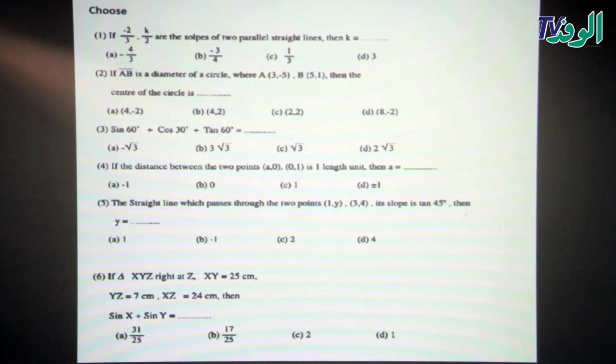Number 4. If the distance between the 2 points A(a, 0) and (0, 1) is 1 length unit, then what is the value of a? Negative 1, 0, 1, plus or minus 1.